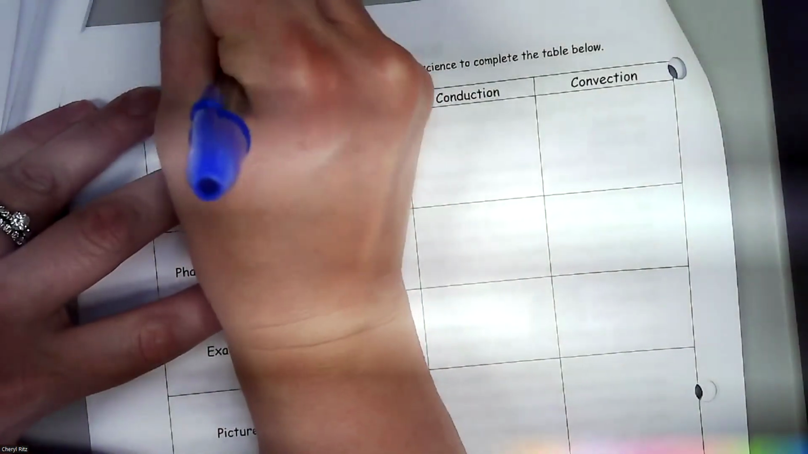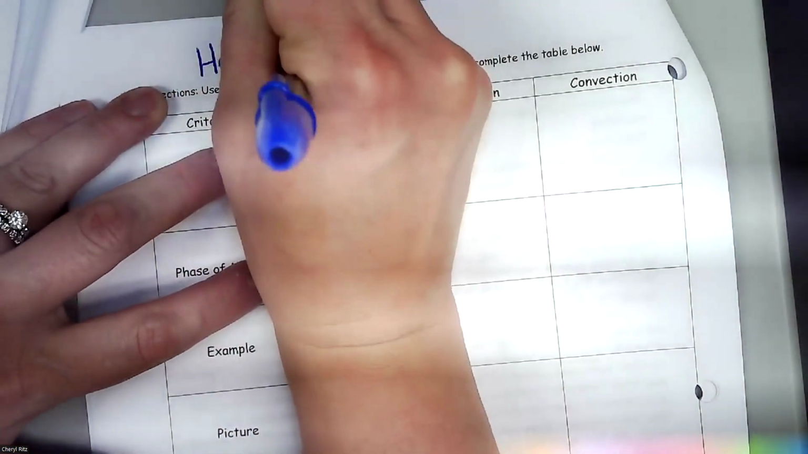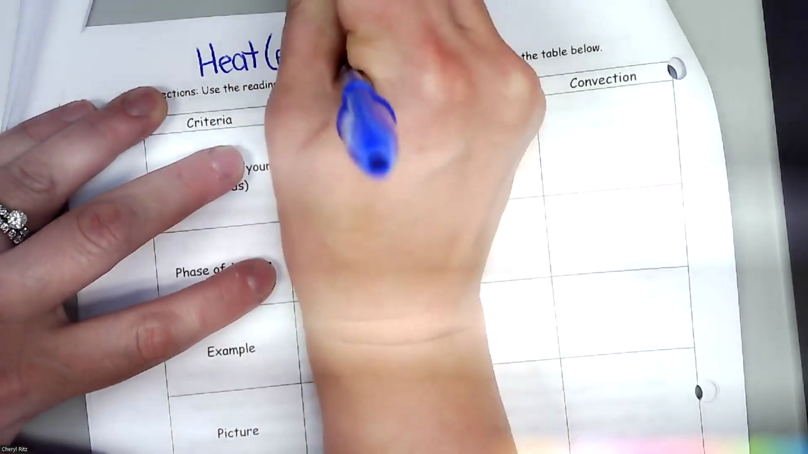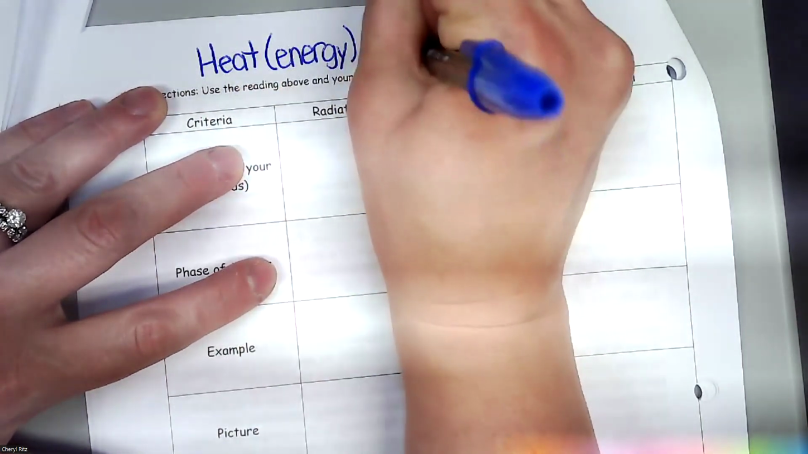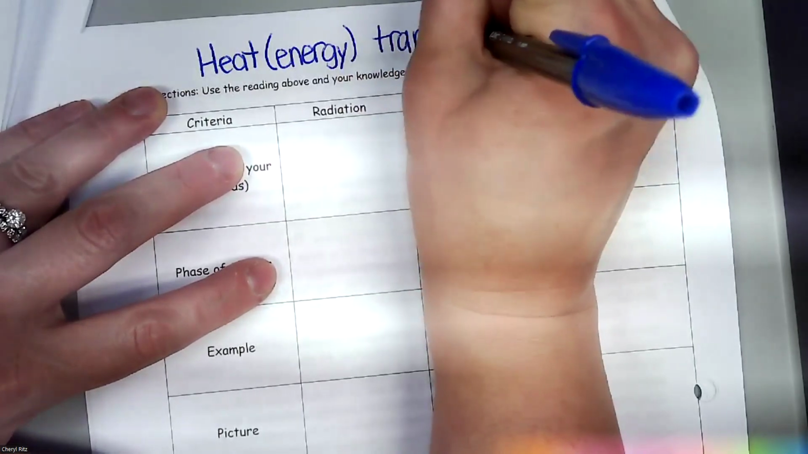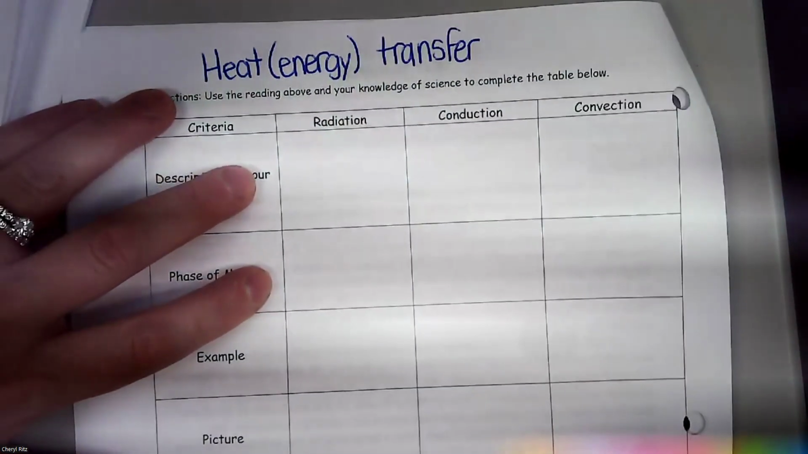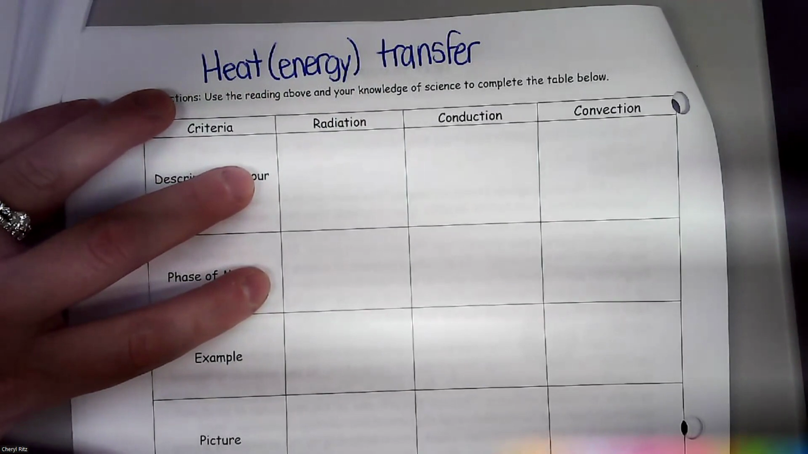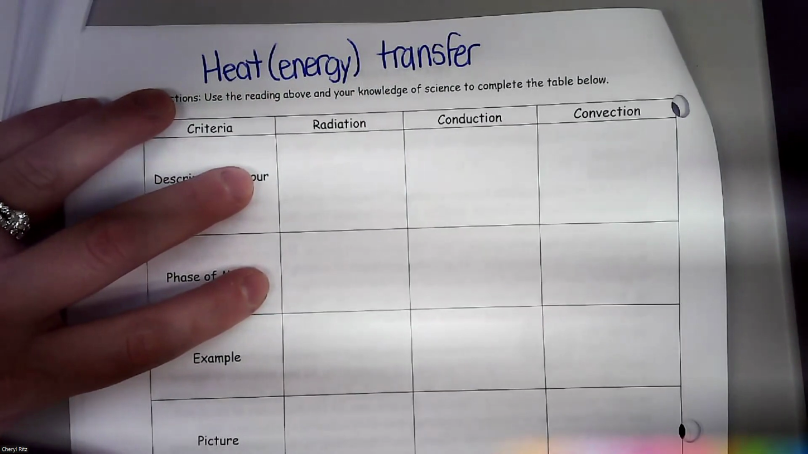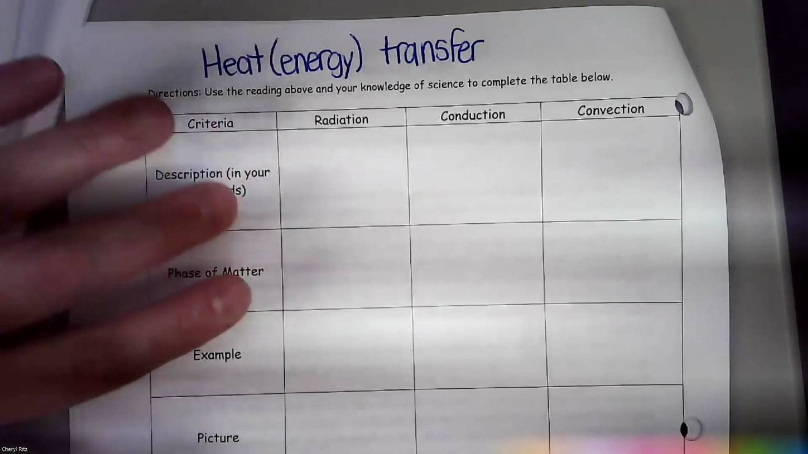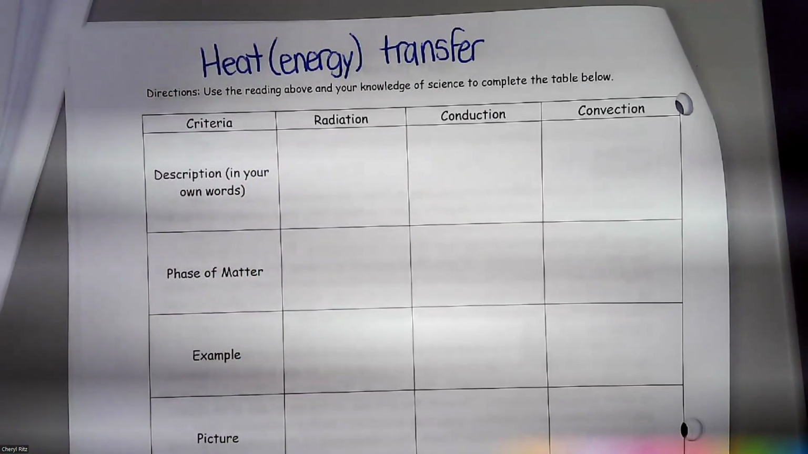So we are going to be talking about heat, which again is energy, transfers. What do I mean by transfer? Heat transfers. How heat moves from one place to another. There are three ways: radiation, conduction, and convection. I know this was either part of your 6th, 7th, or 8th grade science years. So hopefully some of this sounds familiar.